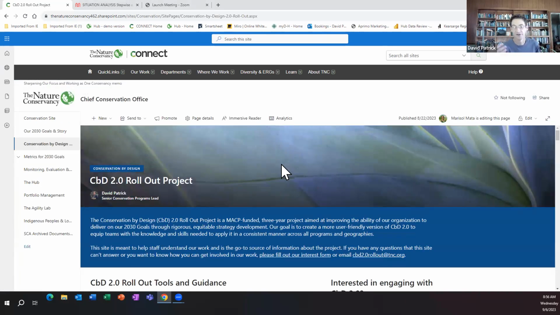On this page, you'll find a wealth of resources relating to the work to update Conservation by Design 2.0. This includes details of the modules, introductory videos. So if you're interested in gathering more information about the project and the work underway, this is where you can access those resources. So what I'm going to do now is switch gears and provide an overview of the situation analysis module.